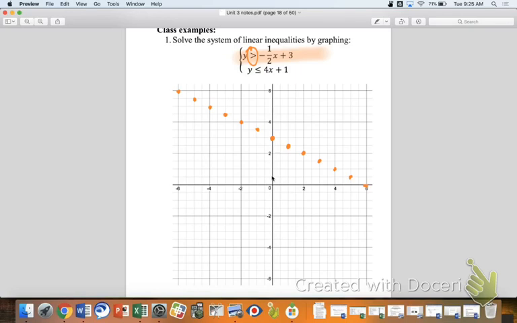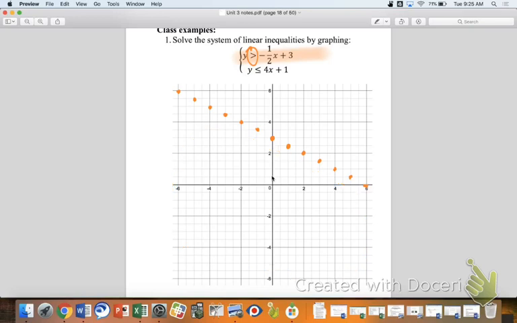Okay. The final thing we have to do with that is decide where to shade. Jaden, any suggestions on how I could decide where to shade? Okay. Anybody help him out? Noel, go ahead. Plug in 0, 0, or just check it. Yeah, 0, 0 is a test value, right? So do you guys see how 0, 0 is down in this region?